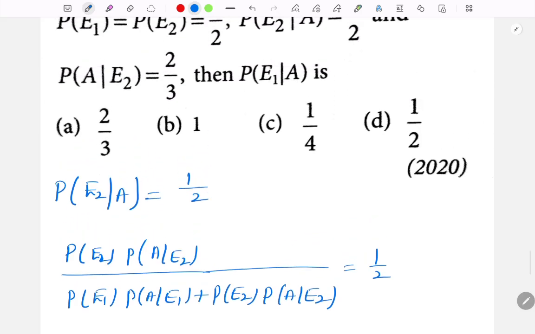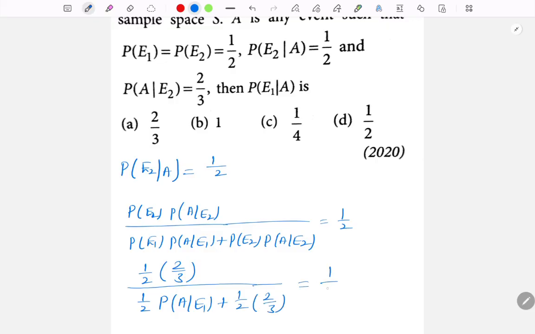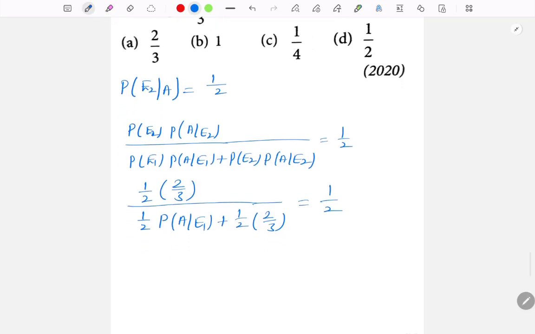What is the P of E2 value here? Observe, for P of E1 and E2 they give half. So it is 1 by 2. And what is A by E2? They give 2 by 3, divided by what is P of E1? Half. What is A by E1? Here they didn't give this one. A by E1 as it is, plus P of E2 half. What is P of A by E2? It is 2 by 3, equal to 1 by 2. Then solve for P of A by E1.